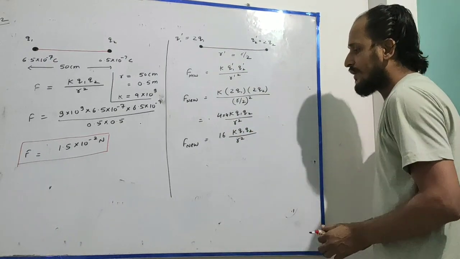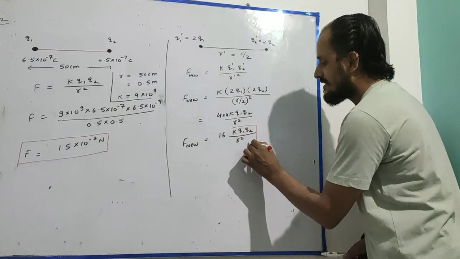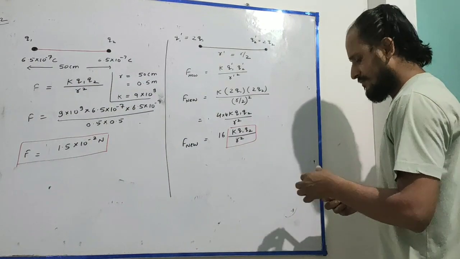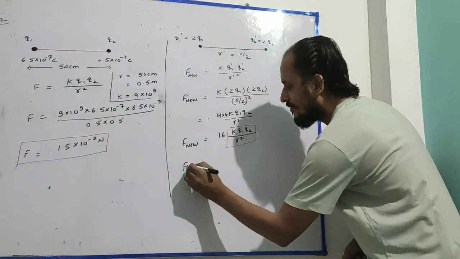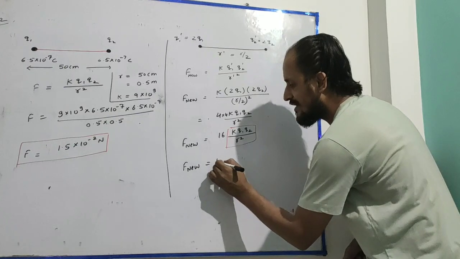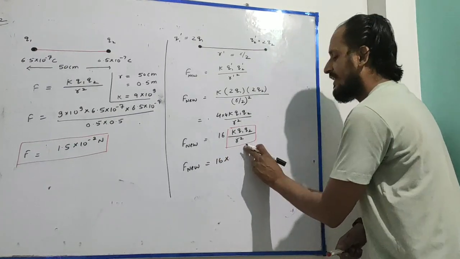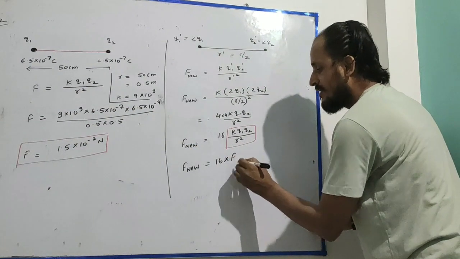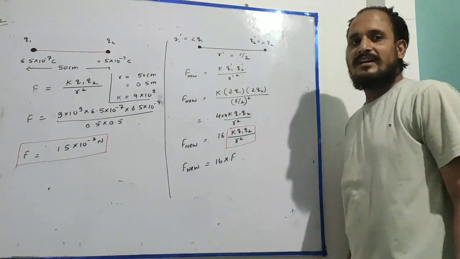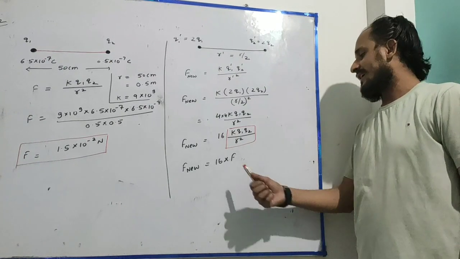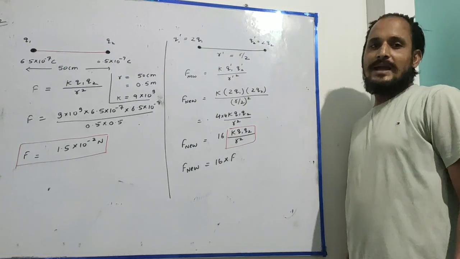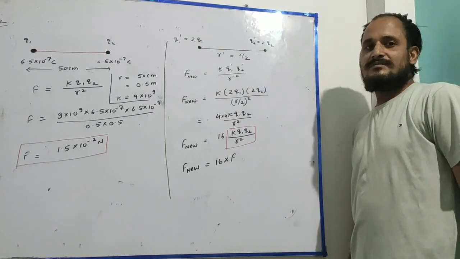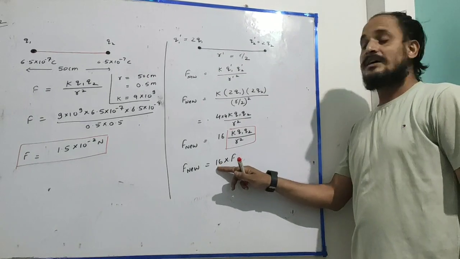Now K Q1 Q2 upon R square is the initial force. We can write F new is equal to 16 into K Q1 Q2 upon R square, which is the initial force F, so 16F. If it is asked directly in the examination how many times the force becomes, you can write it directly: 16 times. If charges become doubled and the distance between the charges becomes half, then the new force becomes 16 times the initial force.